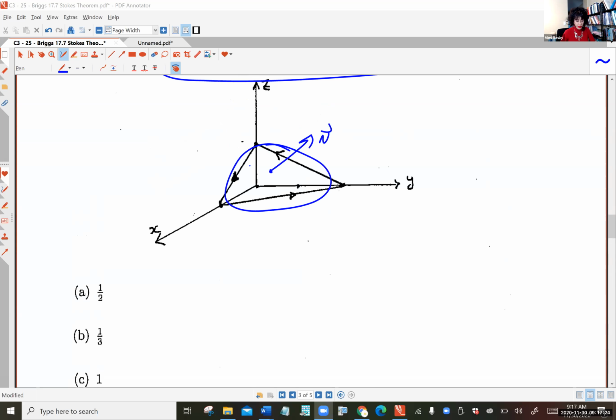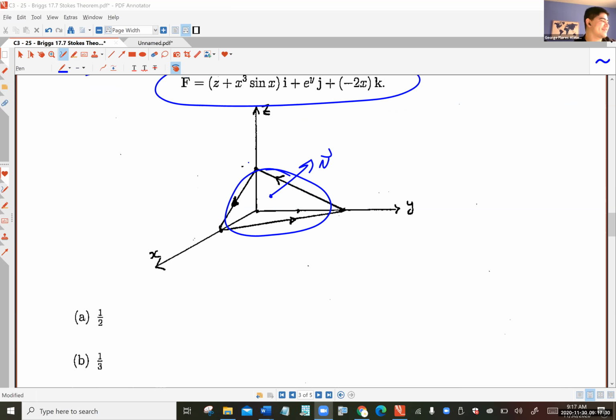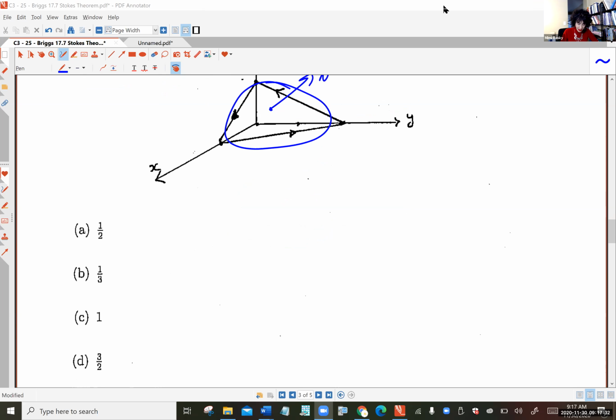Okay, did anybody get the answer? What do we get here? What's the circulation? I'm not sure if it's right. Okay, well, just have a go at it. 3/2 is correct. So this is the answer, 3/2, which is choice letter D.